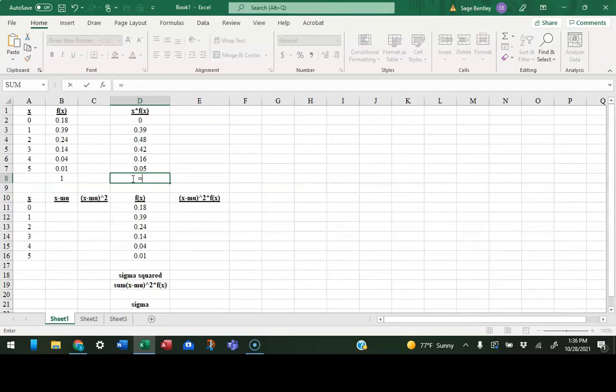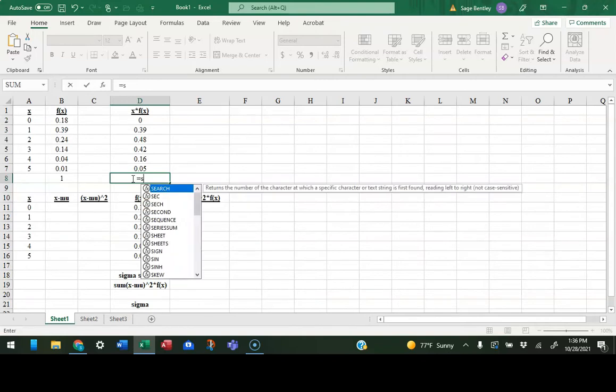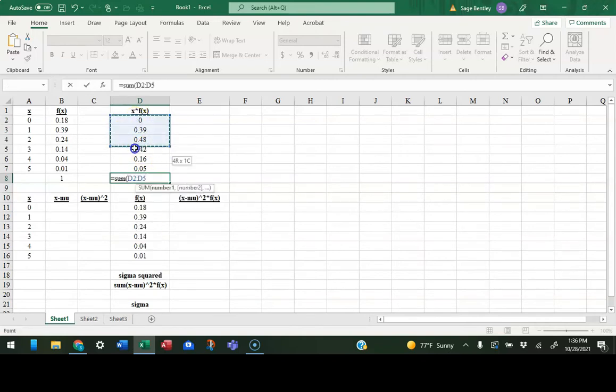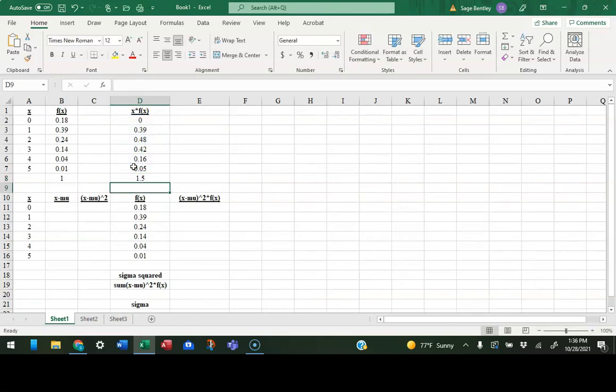So what do I want to do at this point? Expected value says to take each variable times its probability, then add them all together. So I am going to add these 6 cells together, and I get an answer of 1.5. So what does my expected value mean? My expected value means my salesman should expect to sell 1.5 cars per day. Now, can you sell 1.5 cars? No, you can't. But they should be selling 1 to 2 cars per day. That's what you would expect based on these probabilities.